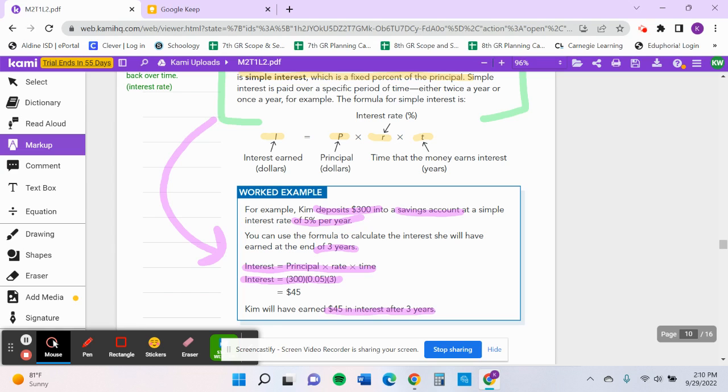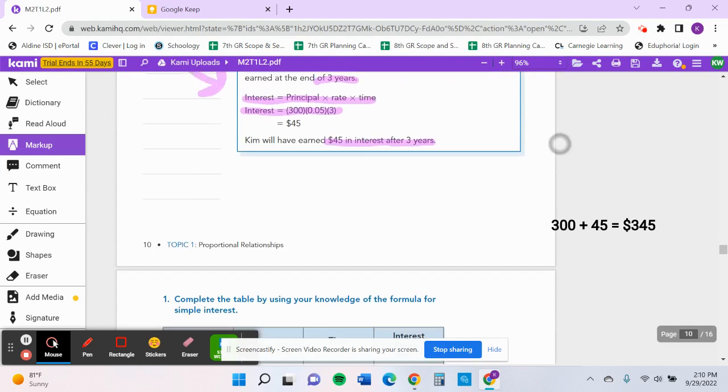And when you multiply all three of those values, 300 times 0.05, which is 5% in decimal form, times the 3 years, you would find that she would earn $45. So think about it. How much money would she have after 3 years? Pause here and answer that real quick. If you said $345, you are correct.